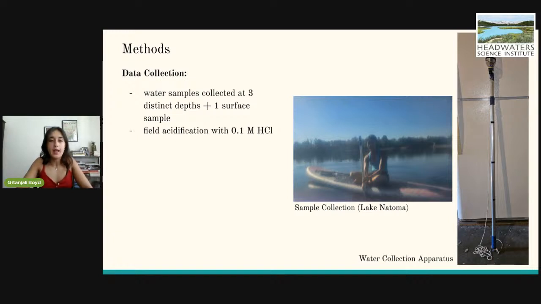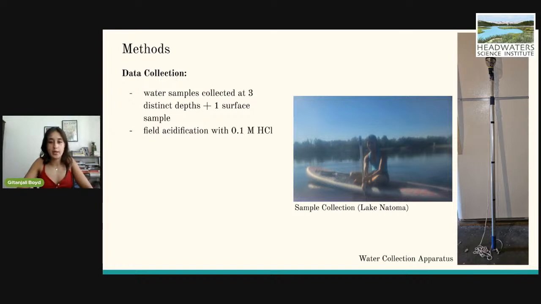As for data collection itself, I collected water samples at 3 distinct depths as well as 1 surface sample, and then I acidified these with 0.1 molar HCl. These samples were also refrigerated immediately after collection. The reason I collected at 3 distinct depths was that in these systems, phosphorus and other nutrients are typically cycled through, so nutrient levels may be different at different depths.